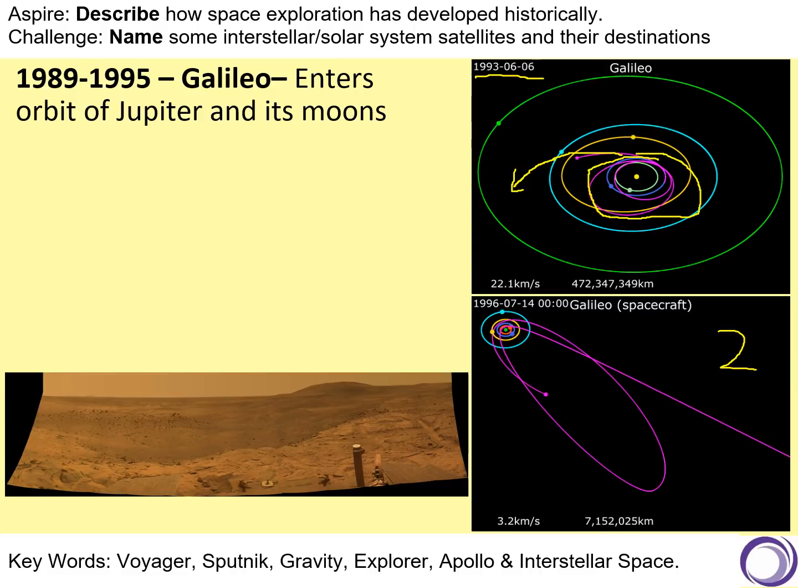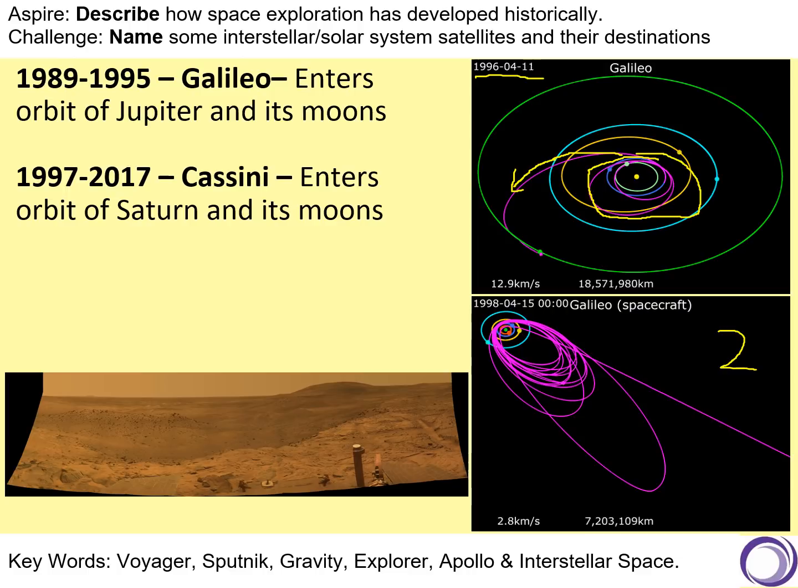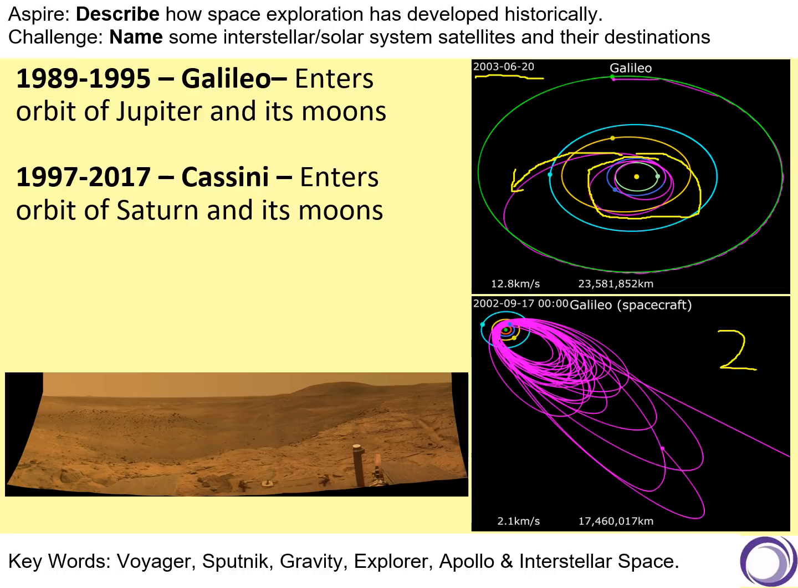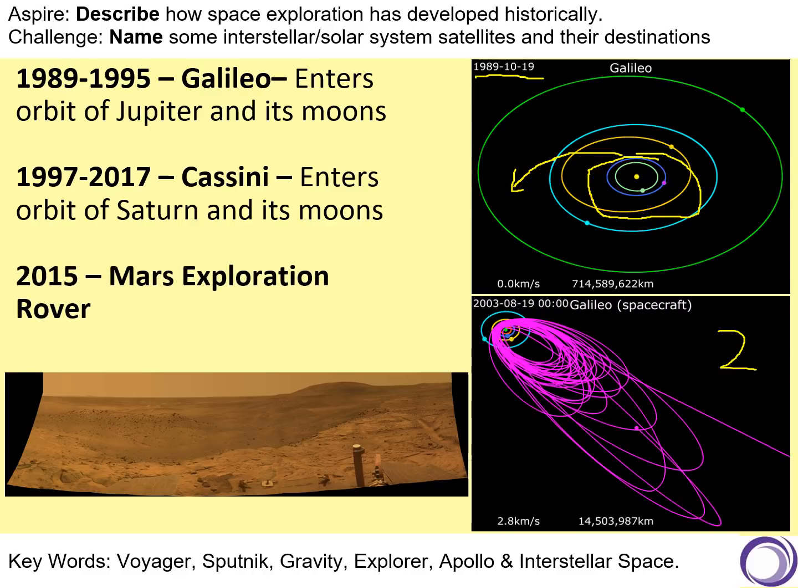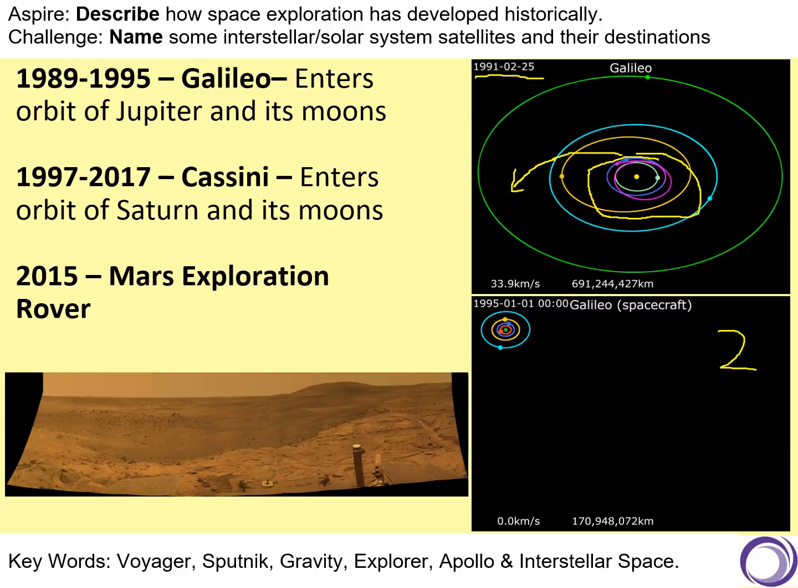So Galileo was sent to enter the orbit of Jupiter and its moons, and we sent a similar one with Cassini. Cassini entered the orbit of Saturn and its moons, and that was in 2017. It was on the news a few years ago with those images. I remember it well. And these aren't all of them, I'm just highlighting the main ones.